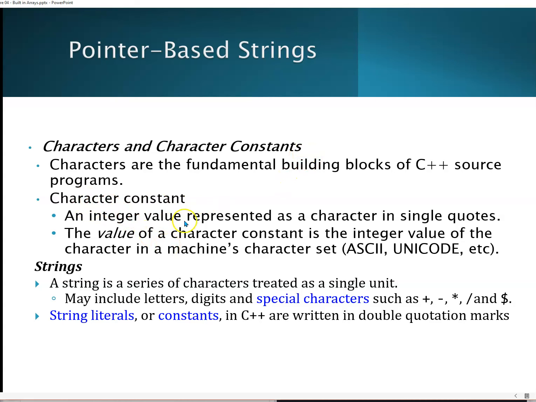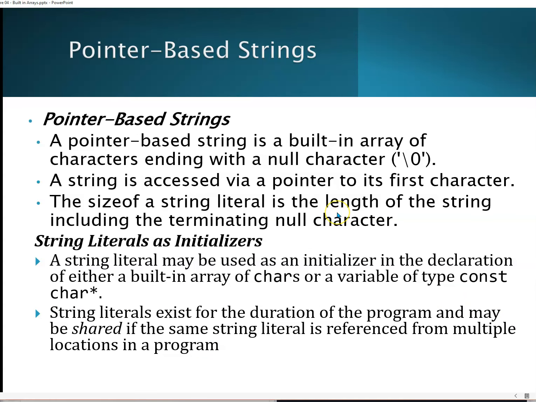Characters are the fundamental building blocks of C++ source programs. A character constant is an integer value represented as a character in single quotes. The value of a character constant is the integer value of the character in a machine's character set. A string is a series of characters treated as a single unit. It may include letters, digits, and special characters, such as minus, plus, etc. String literals or constants are written in double quotation marks.